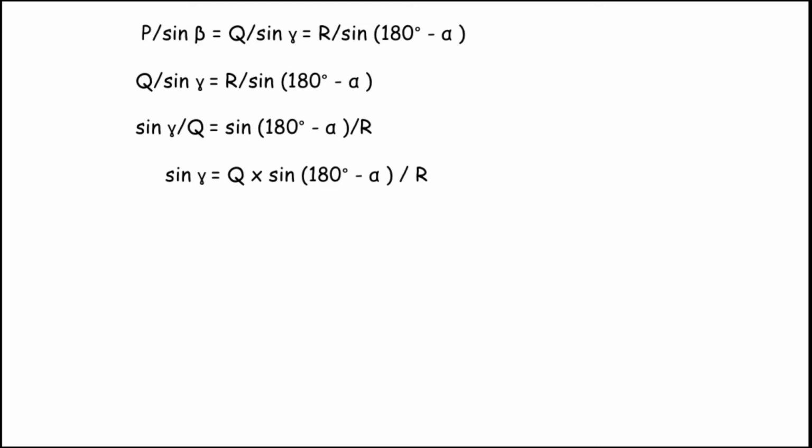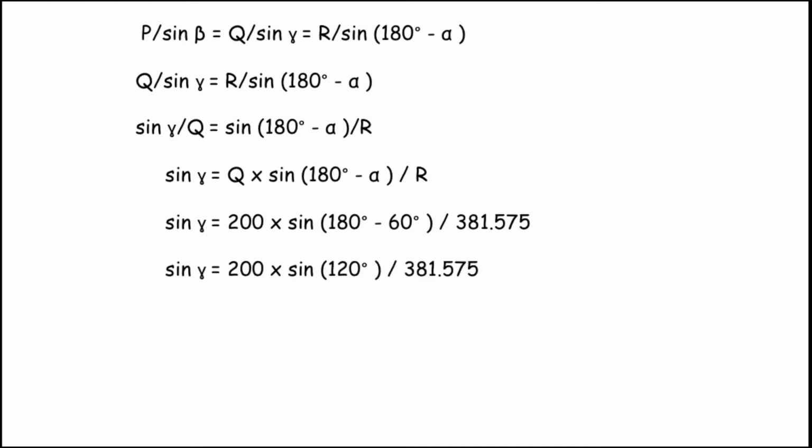Now I substitute the values of Q, alpha and R. So 200 into sin(180 minus 60) divided by 381.575. We have to subtract 60 from 180, so it becomes 200 into sin 120 divided by 381.575. The value of sin gamma is 0.453. Now I transfer the sine from left to right. It becomes sin inverse, so gamma equals sin inverse 0.453, and the value of gamma is 26.97 degrees.